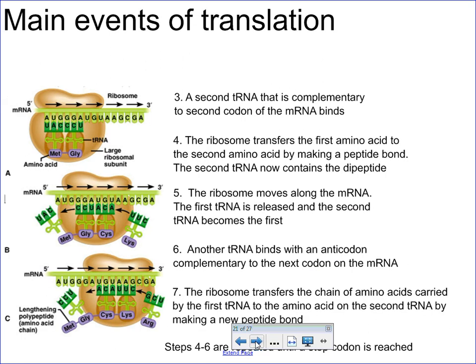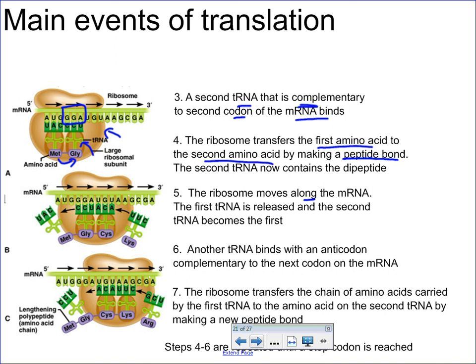A second transfer RNA that is complementary to the second codon of the mRNA binds. So here our next codon would be, in this case, GGA. The tRNA that is complementary to that codon will now bind. And at this point as well, the large ribosomal subunit will now attach. And then the ribosome will transfer the first amino acid to the second amino acid by making a peptide bond. So a peptide bond will be catalyzed between the methionine and, in this case, glycine.